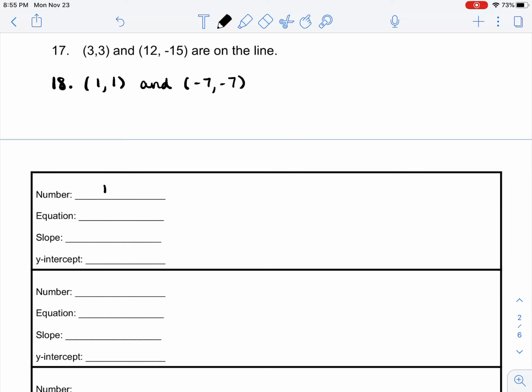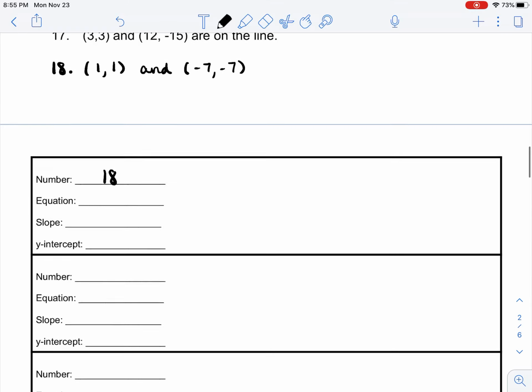So our number is number 18. That's the problem we're solving. Now we don't have the equation, the slope, or the y-intercept yet. So over here in our workspace is where we're going to be showing that.